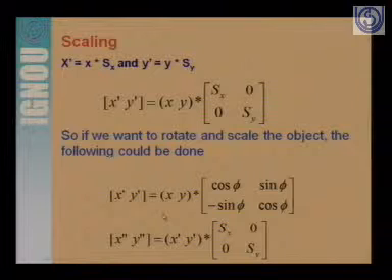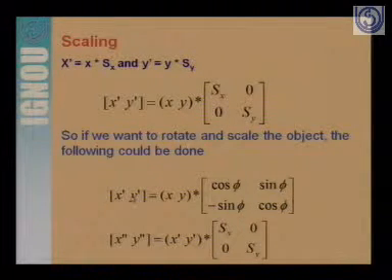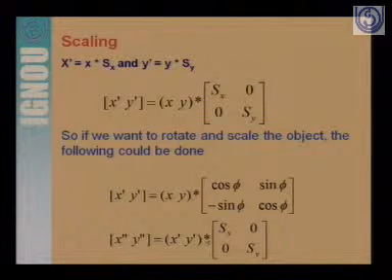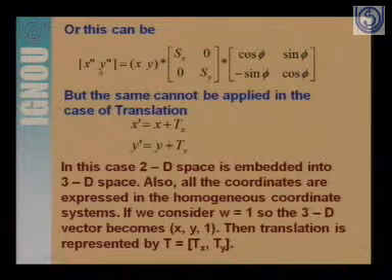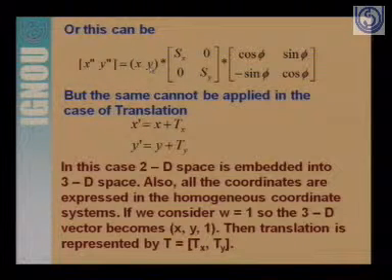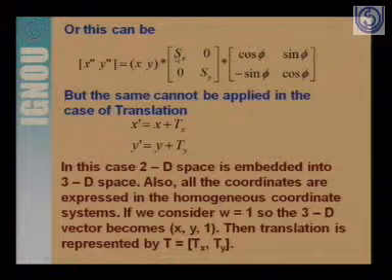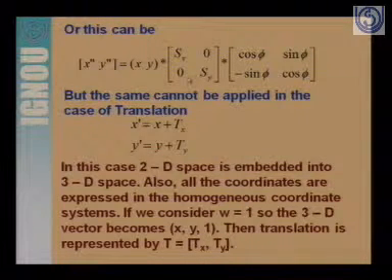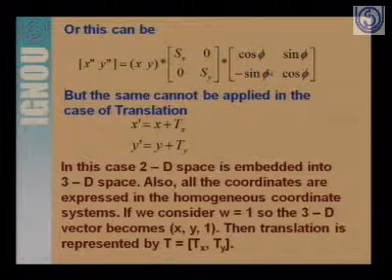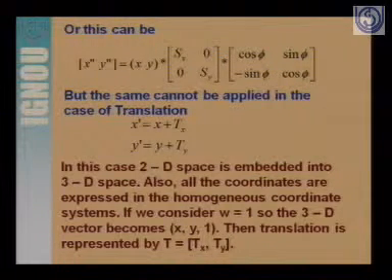x dashed, y dashed is equal to x, y multiplied by the transformation matrix for scaling, and the final coordinate, that is x double prime, y double prime, is equal to x prime, y prime multiplied by the rotation matrix. Here we are considering x dashed, y dashed as the new coordinate after scaling. Finally, we get x double dashed, y double dashed is equal to the original coordinate, that is x, y, multiplied by [sx 0; 0 sy], and the transformation matrix for the rotation. Here we have multiplied the original coordinate with the transformation matrix of scaling, multiplied by the transformation matrix for the rotation. But the same cannot be applied in the case of translation.